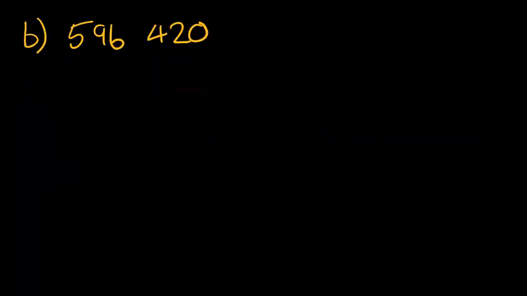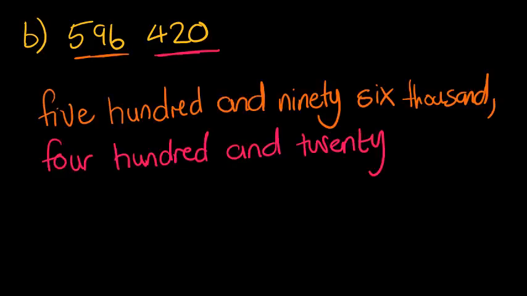Next, the number is, let's see, I've got my ones and I've got my thousands. So this number is going to be 596,000,420. Take note of the "and" between the 100 and the rest of the number. I've got a comma there and I've got another "and", and that's the end of the number.